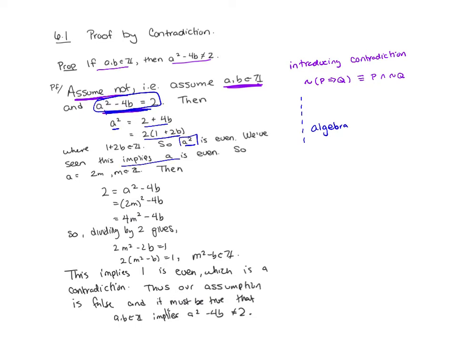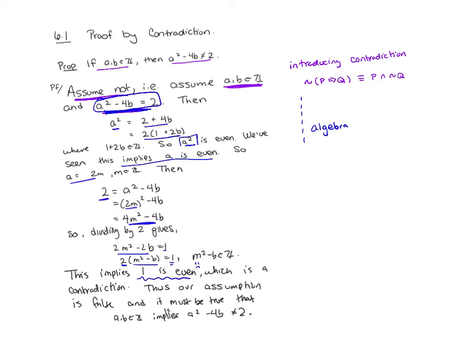We've seen before that that means a is even. So I plug back in what a is. Now I know that a is 2m. I multiply that out, so that gives me again an even number. So I get 2 equals 4 times some stuff. So I divide both sides by 2 to get 2m squared times minus 2b equals 1. But then that tells me that 2 times this integer equals 1, which implies that 1 is even.